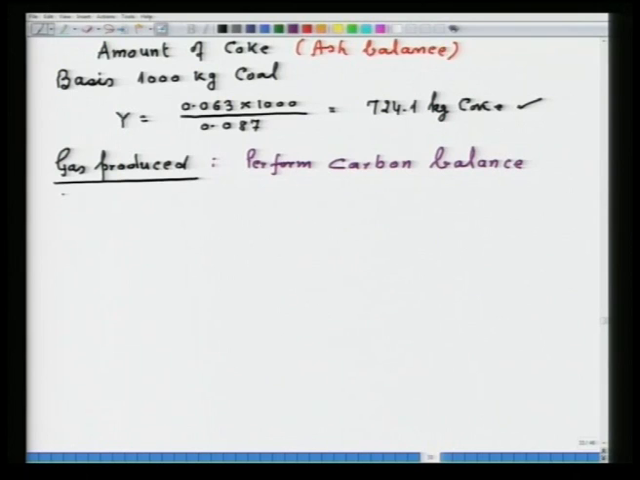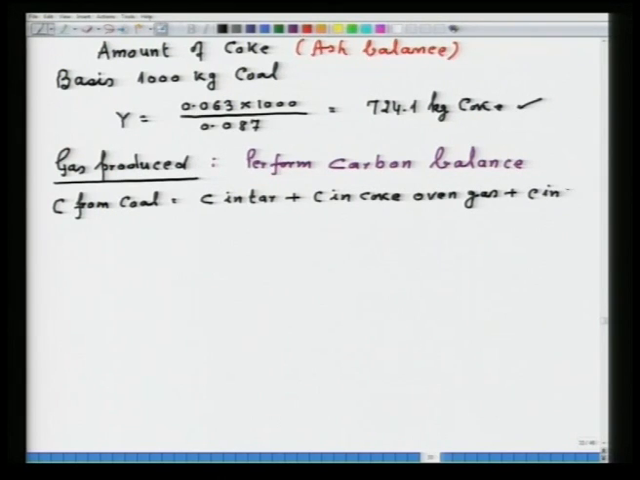So, very simple, we have to write now carbon from coal, you have to put carbon from all sources. The input is only carbon from coal, and it is distributed as carbon in tar plus carbon in coke oven gas plus carbon in coke, and nowhere is carbon being lost. You can see the problem, you can see the material balance block diagram that I have given to you.